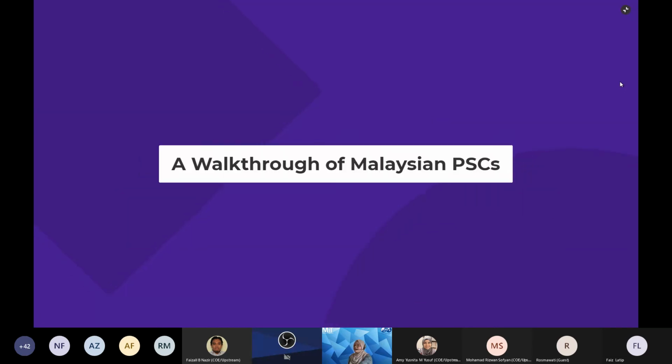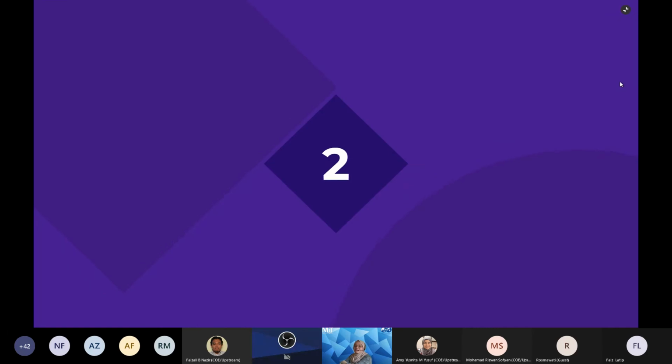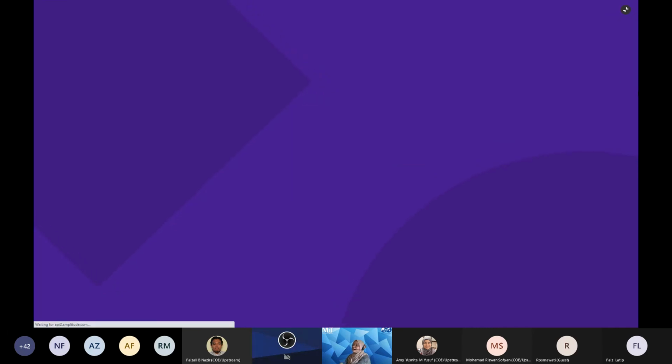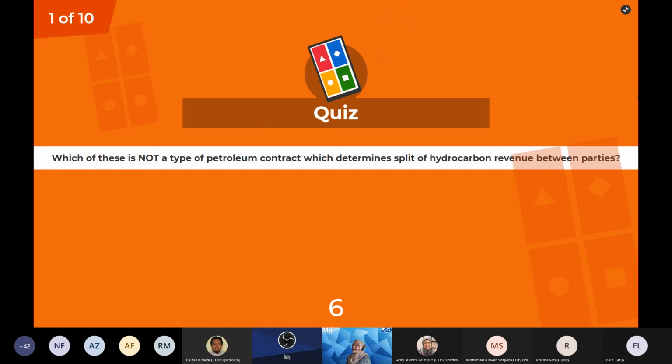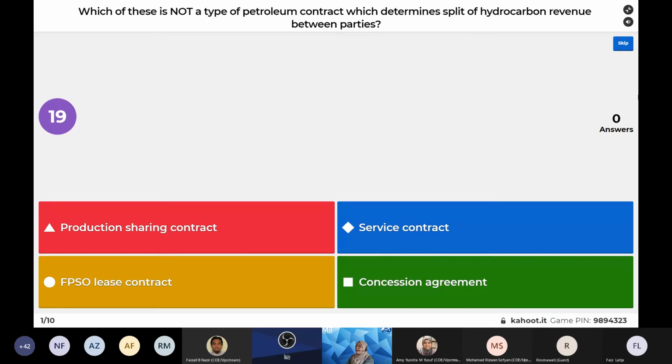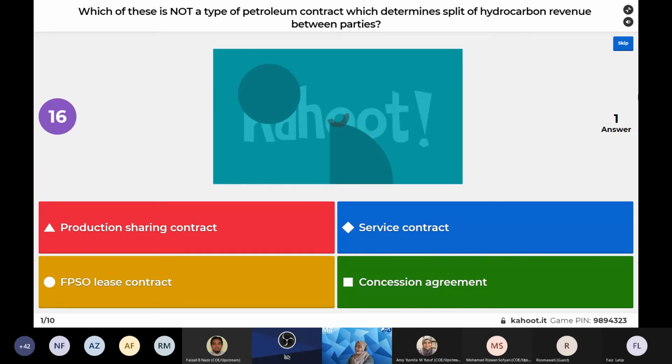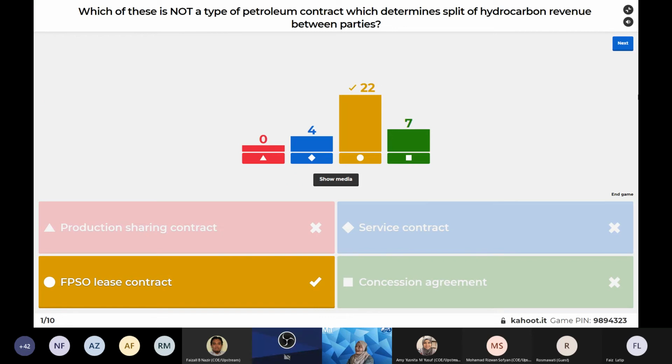A walkthrough of Malaysian PSCs. Which of these is not a type of petroleum contract which determines split of hydrocarbon revenue between parties? A. Production sharing contract, service contract, FPSO lease contract, or concession agreement. It's FPSO lease contract.